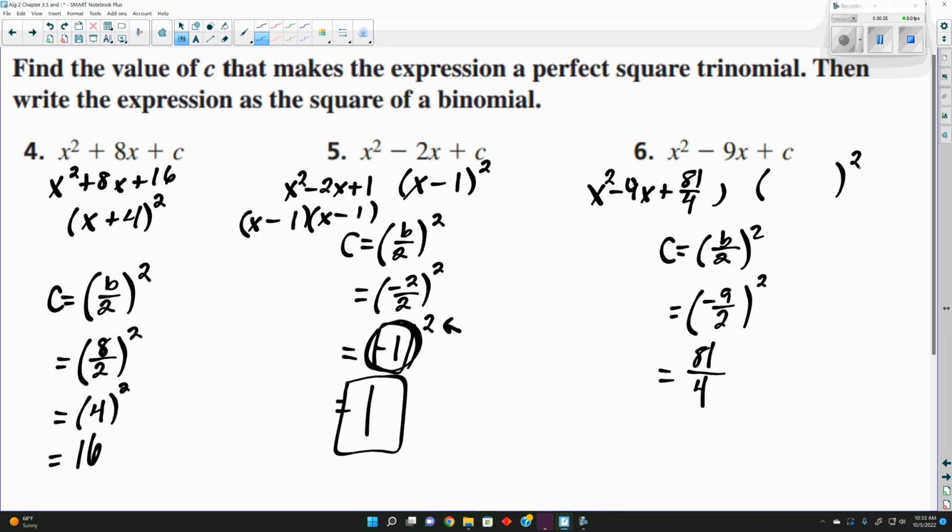In our set of parentheses squared, well, we'll have x. And what was inside the parentheses before we squared it? Negative 9/2. Because 81 over 4 would be our c. Inside the parentheses, we'll want the negative 9 over 2. Questions on this here? We good with all this here so far?